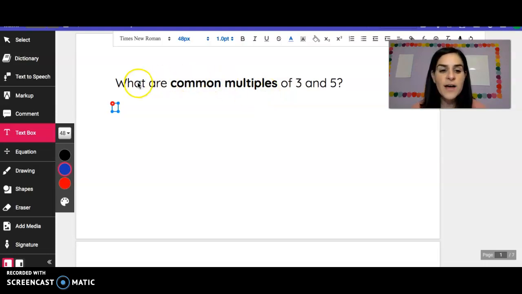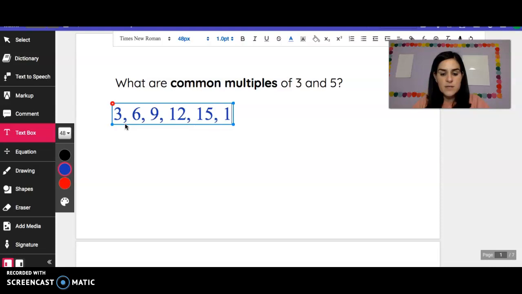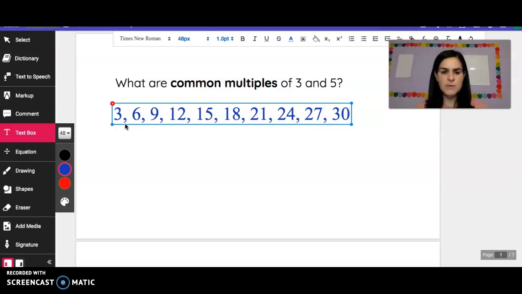So if I want to find the common multiples of 3 and 5, well, first I need to find the multiples of 3. So I'm going to list some multiples of 3. 3, 6, 9, 12, 15, 18, 21, 24, 27, 30. I'm going to stop there. That was the first 10 multiples of 3.